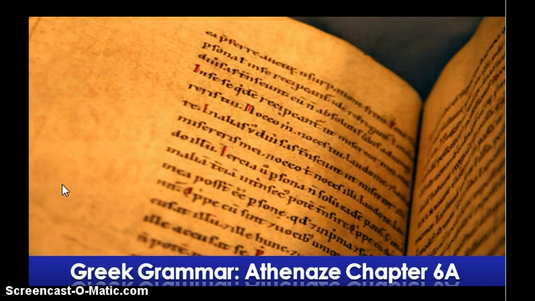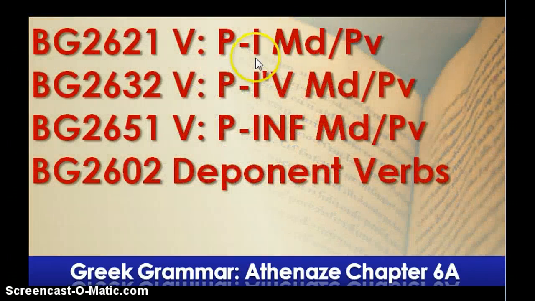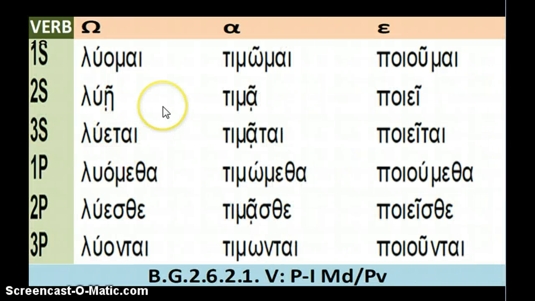In this lecture, we will be discussing the present indicative middle passive, the present imperative middle passive, the present infinitive middle passive, and then, of course, our favorite, deponent verbs. First, of course, is the chart.